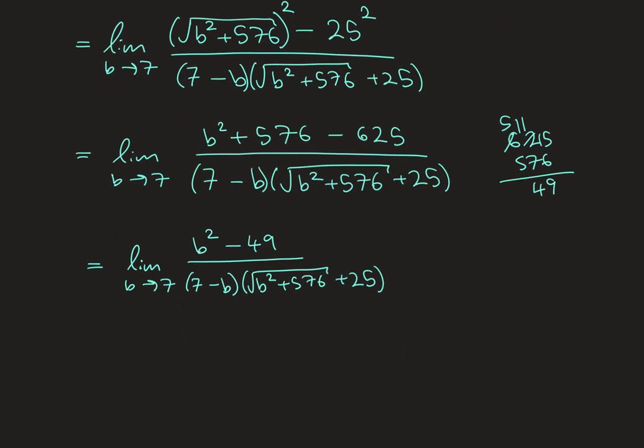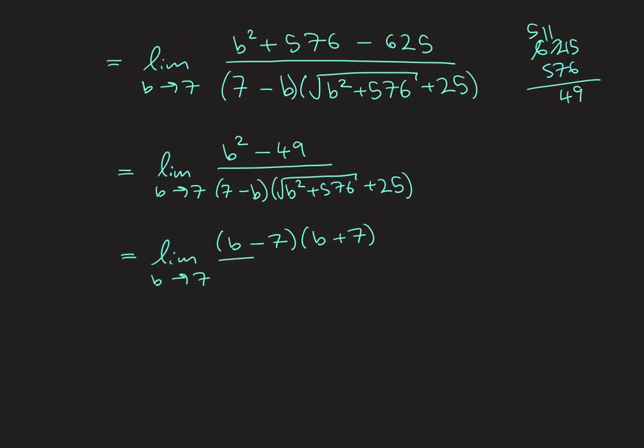All right. So what we have is the limit as b approaches 7 of (b minus 7) times (b plus 7), a difference of squares in the numerator there, all divided by 7 minus b. Well, actually, I'm going to do a step here. Notice that 7 minus b can be rewritten as b minus 7, but with a negative out front. Don't believe me? Just redistribute that negative.